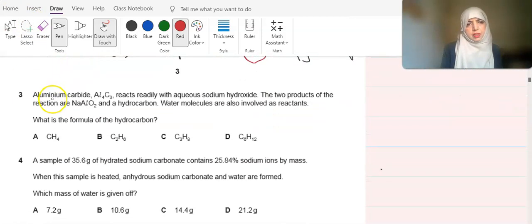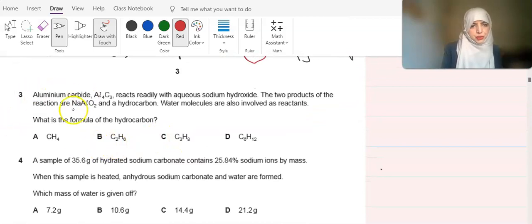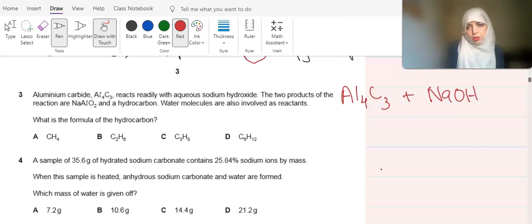Now coming toward the third question. Oh, this is a very interesting question. They are saying that aluminum carbide, Al4C3, reacts rapidly with aqueous sodium hydroxide. So our reactants are Al4C3 and it is reacting with NaOH, and they are also saying that water is in the reactant.